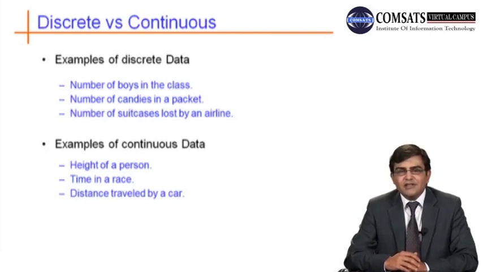On the other hand, the continuous data is the type of data which we usually measure. For example, height of a person. Usually we have heights of a person in 5 feet 8 inch or 6 feet and 4 inch. Such type of data is called continuous data. There are other examples. For example, time in a race and distance traveled by a car. These are examples of the continuous data.